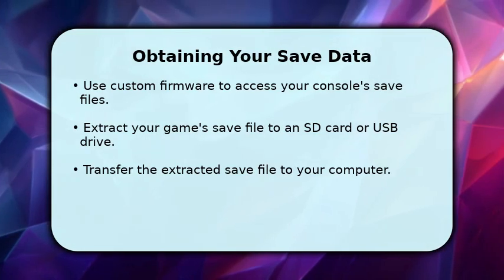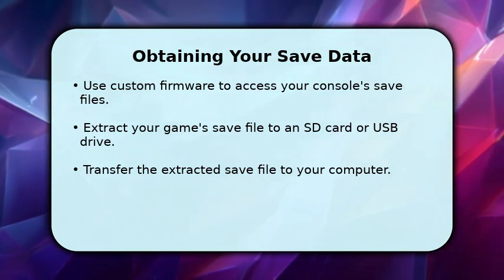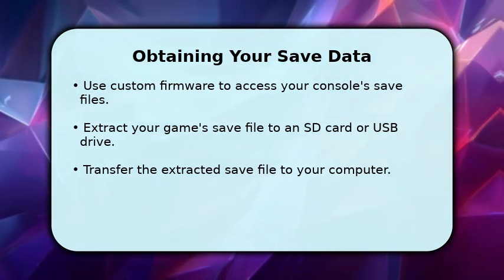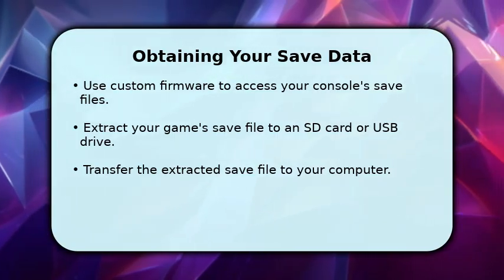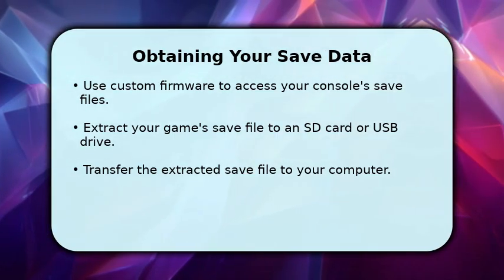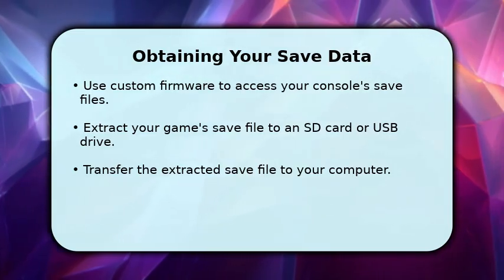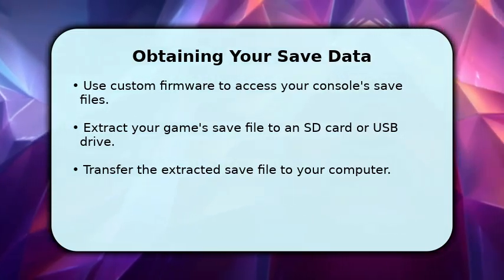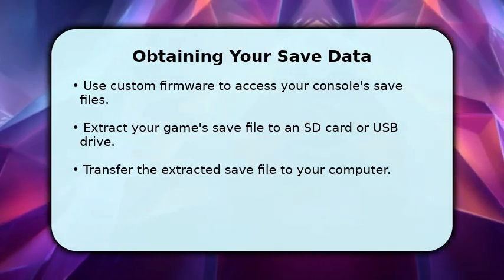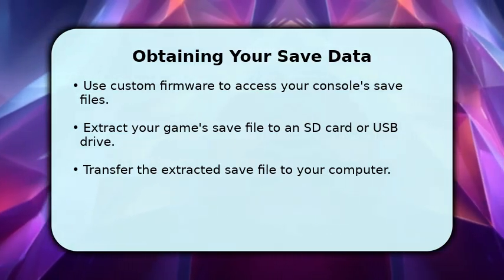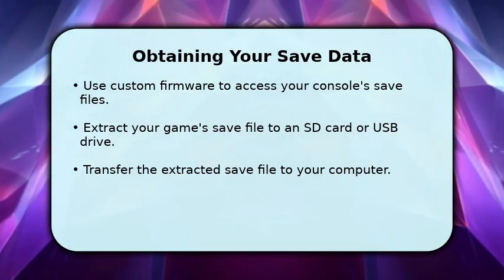The next critical step involves getting your game's saved data onto your computer. This typically requires a console with custom firmware installed, allowing you to use a save manager application. You'll then extract your desired game's save file, usually to an SD card or a USB drive. Once extracted, simply transfer that one file from your storage device to your computer.